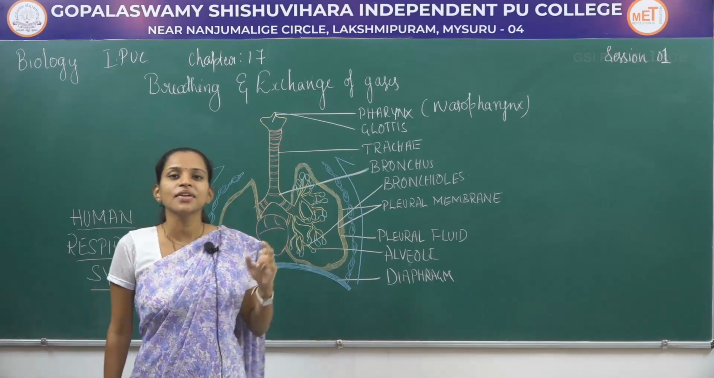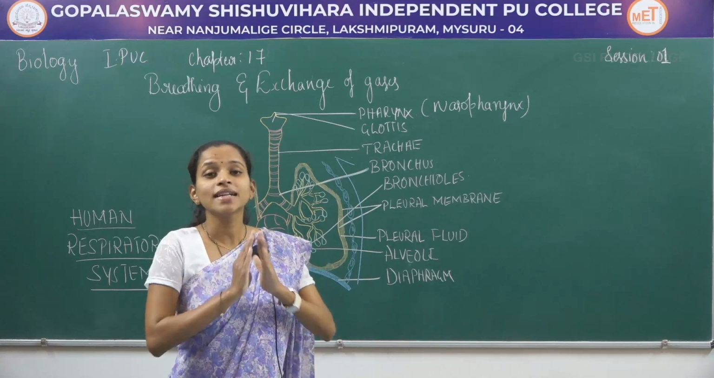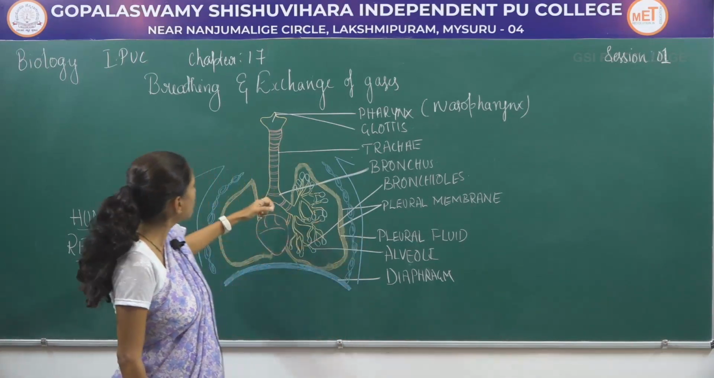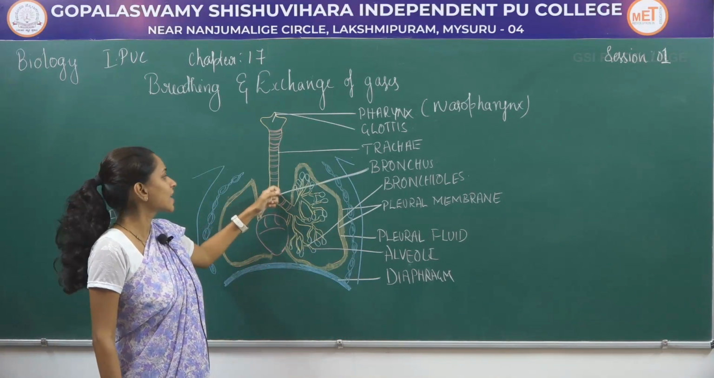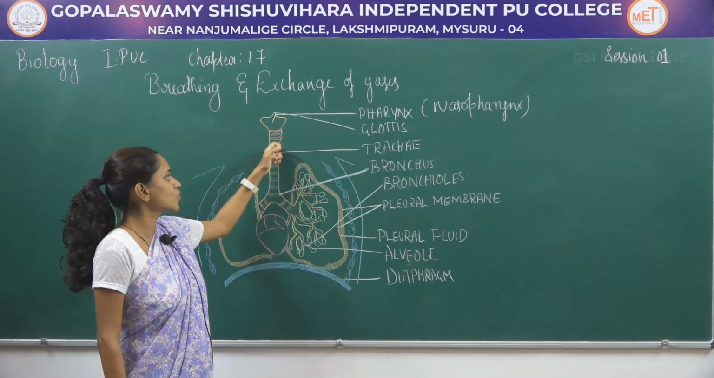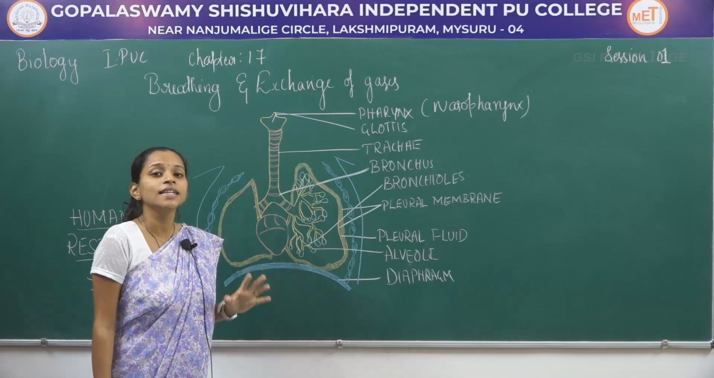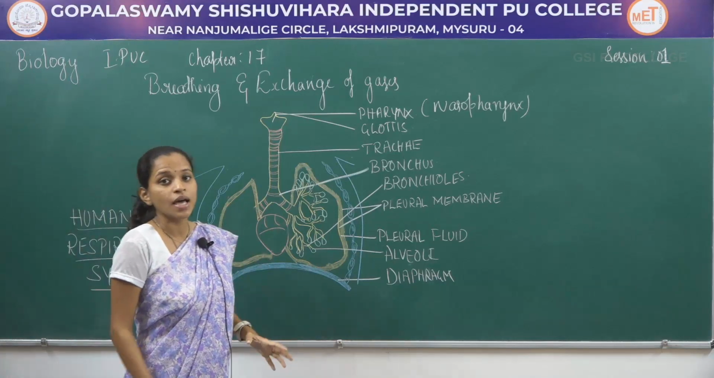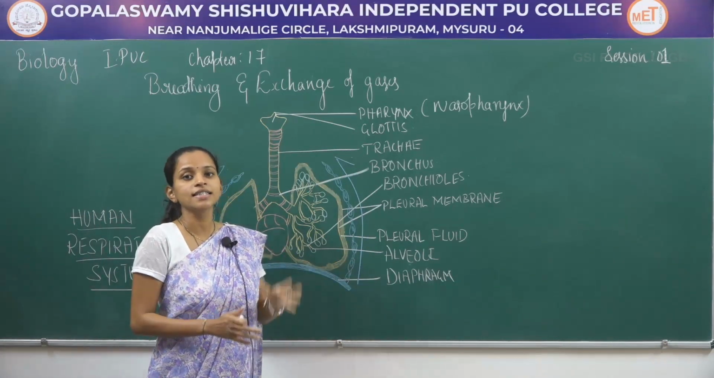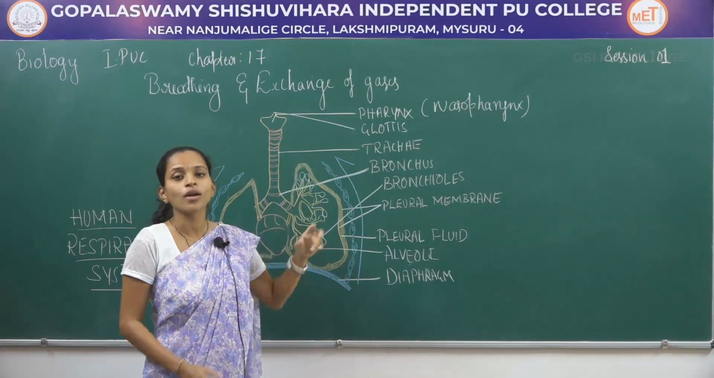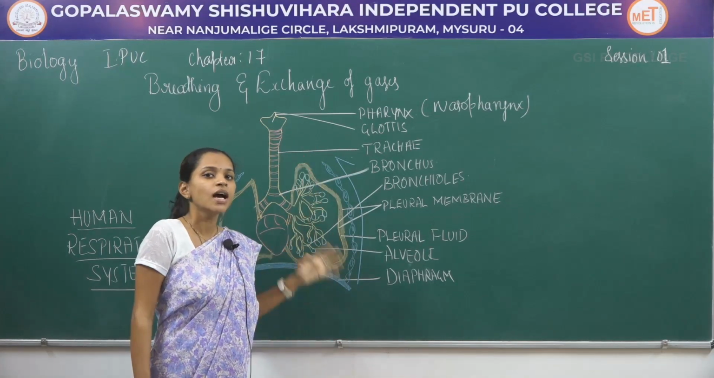This trachea is a very soft structure, but it stands still with the help of these pink colored, ring-like structures that you can see here. These are called cartilaginous rings. Because of these cartilaginous rings, the trachea stands still, or else, being a soft structure, it might collapse.